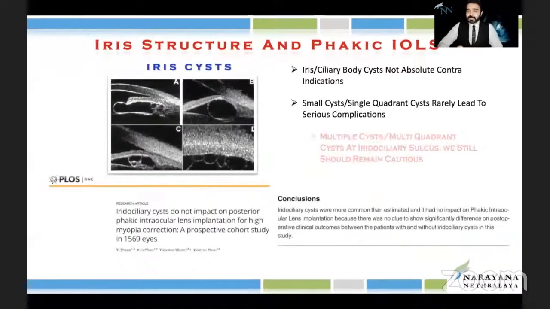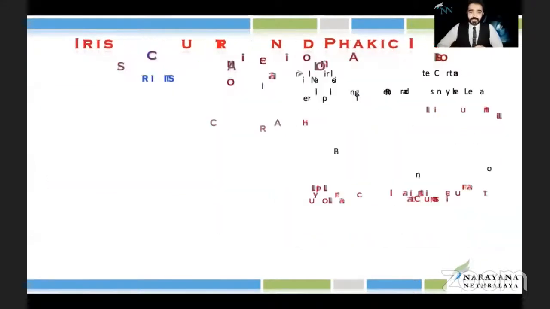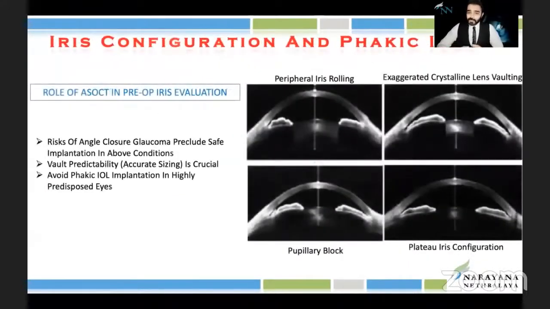Now, the next thing is you have to look at the iris structure. If you see any ciliary body or iris cyst, it is not a contraindication, but when you see multiple cysts in multiple quadrants, you need to be very, very cautious. Also look at the iris configuration. If there's any abnormality in the iris configuration, it can lead to angle closure glaucoma because of abnormal positioning of the lens and further closure of the angles, and you can end up with a lot of issues post-surgery.